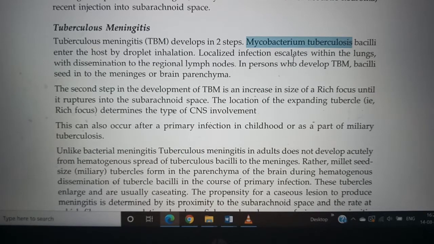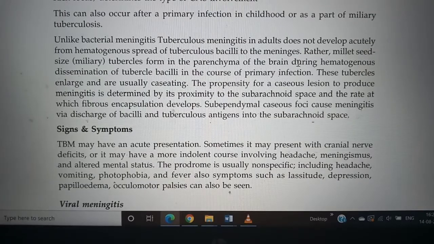Okay, so it can occur in small children also as part of primary infection, or it can be part of a miliary tuberculosis or a generalized tuberculosis. In bacterial meningitis we saw it spreads across the meninges, but here it is in the form of tubercles, or millet seed sized tubercles, which form in the brain parenchyma. And these can enlarge, and then they can release pus.